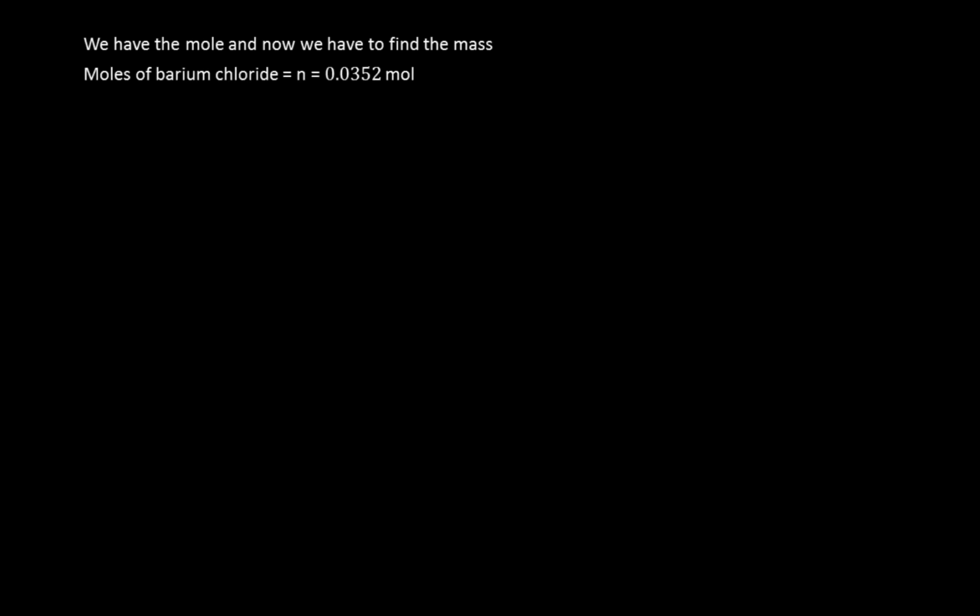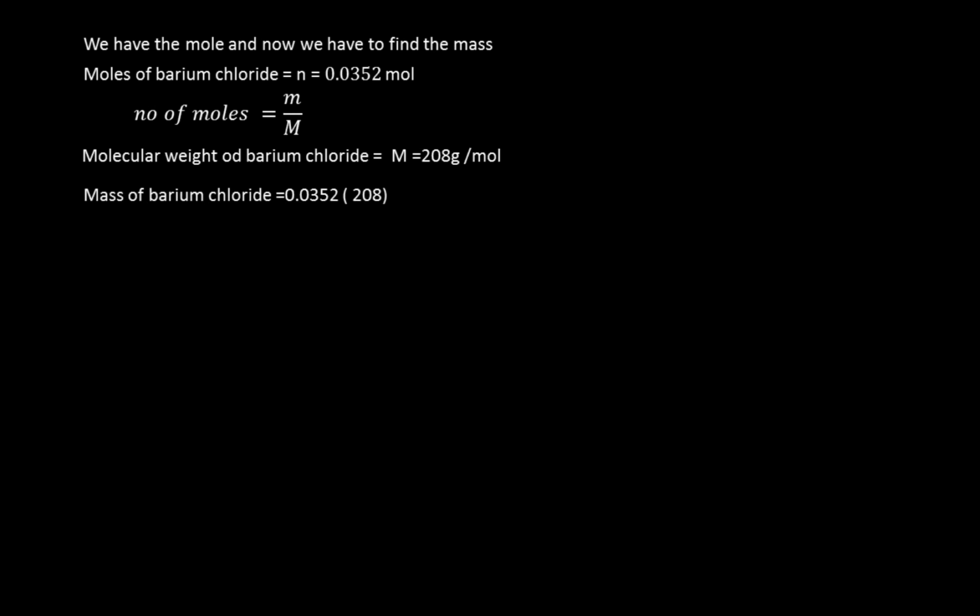So we have moles of barium chloride 0.0352, and we know that the molecular weight of barium chloride is 208 gram per mole. So we have mass equal to 0.0352 times 208. Finally we came up with the answer: mass of barium chloride equal to 7.3239 gram. That is the mass that we will require if we have 5 gram of sodium sulfate. So this was the answer, my dear friends.